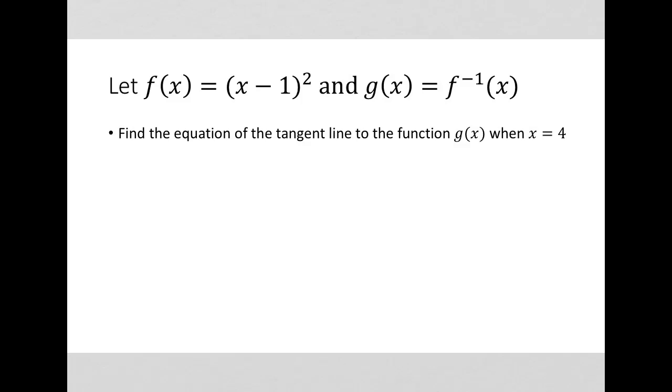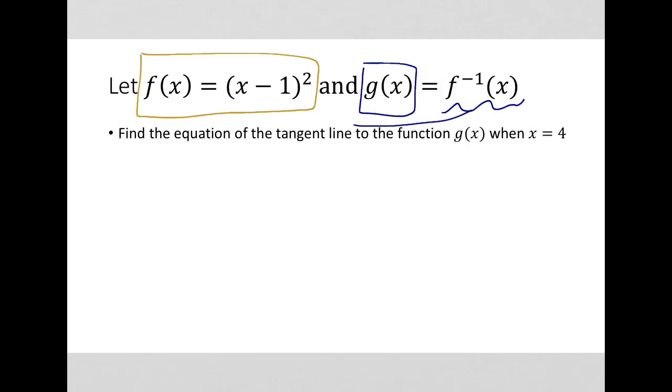So now we're going to do another tangent line problem, but we're going to do something kind of weird. Notice that I have the same f of x function over here as for the previous problem. But now I'm defining g of x to be the inverse of the function f. That is weird. Remember what we know about inverses.